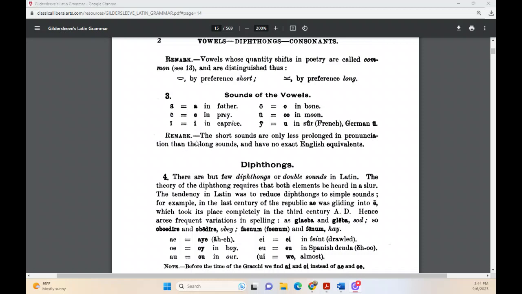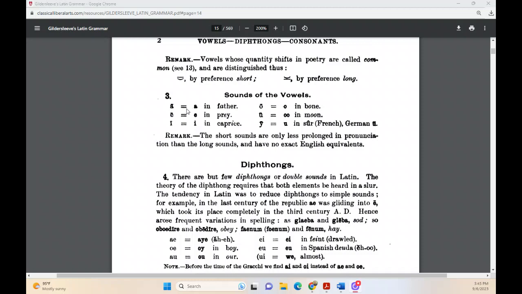Note the remark here at the bottom of Article 3. The short sounds are only less prolonged in pronunciation than the long sounds. So in this third article, we see all the vowel sounds, and we were given long vowel sounds, probably to help us hear the sound of them by pronouncing them for a longer time. But all that a short vowel is, is the same sound spoken in a shorter time.